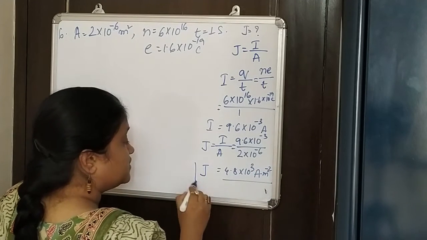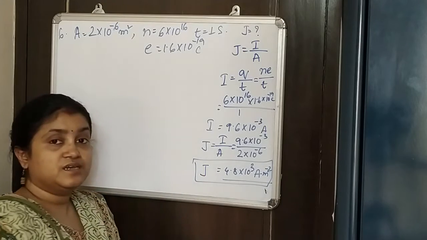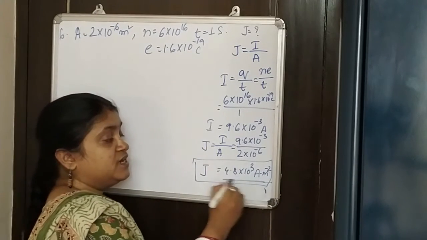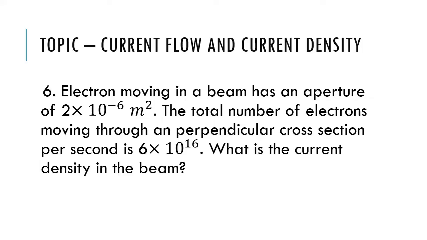So this is the current density that has been asked. Once you do the calculation, you get this value.